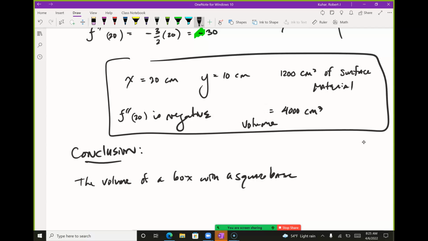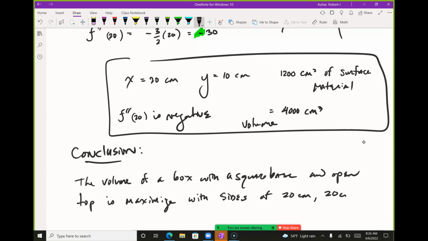The volume of a box with a square base and open top is maximized with sides of 20 centimeters, 20 centimeters, and 10 centimeters. Something like that.